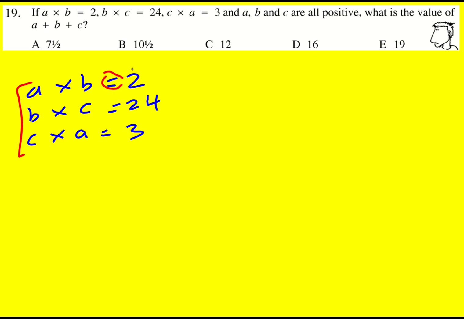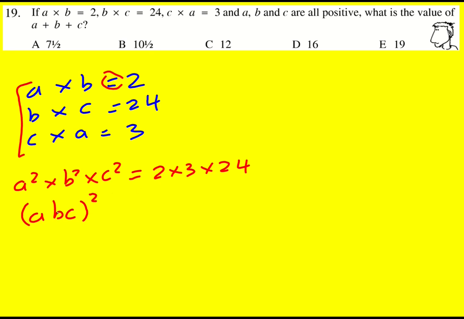them because they're balanced. It must be that A times A, or A squared, times B times B, times C times C is equal to 2 times 3 times 24. And A squared times B squared times C squared is actually equivalent to ABC all squared, because that precisely means ABC times ABC. So you can just change the order to make it A squared times B squared times C squared.